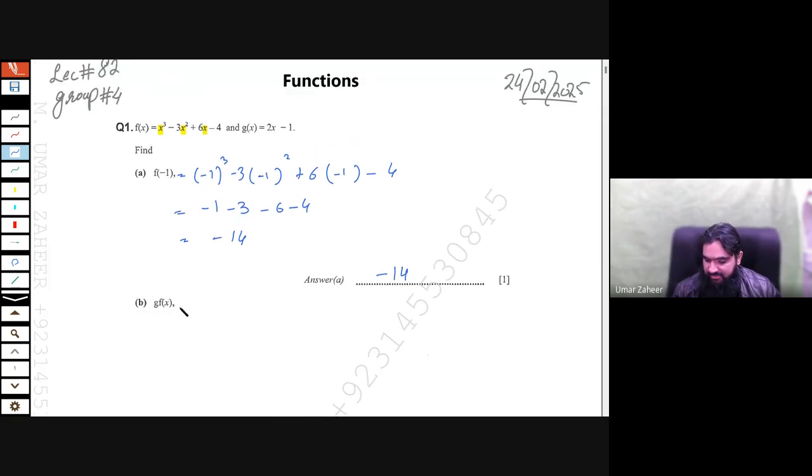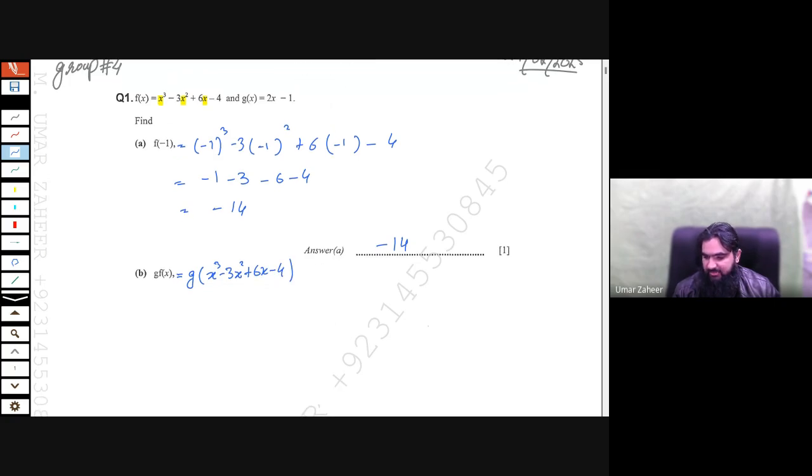The next one is the composite function. So we have to write g as it is. Substitute the value of f of x, that is x cubed minus 3x squared plus 6x minus 4. Now we have to apply the g function. The g function is 2x minus 1. So 2x minus 1, where the x is x cubed minus 3x squared plus 6x minus 4.